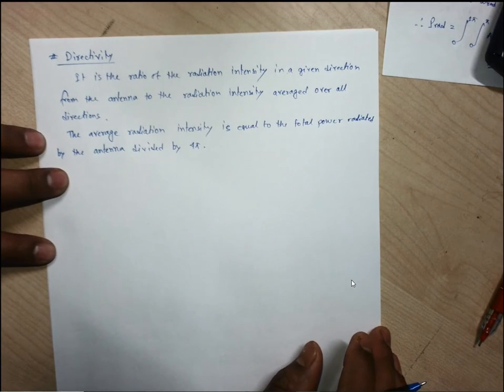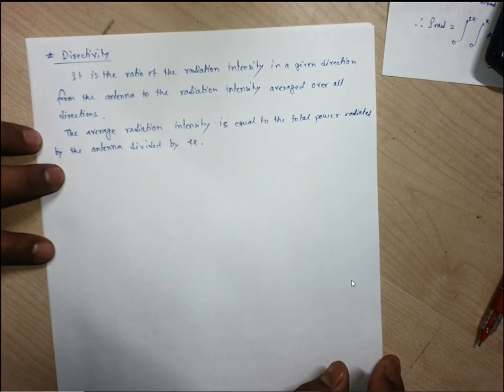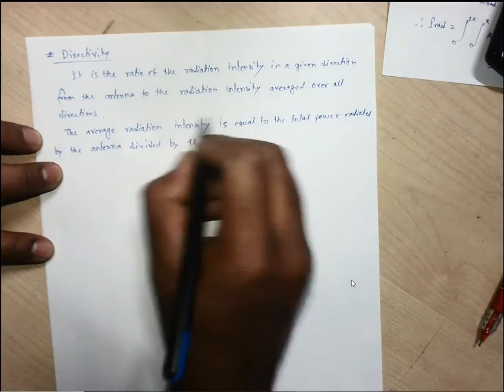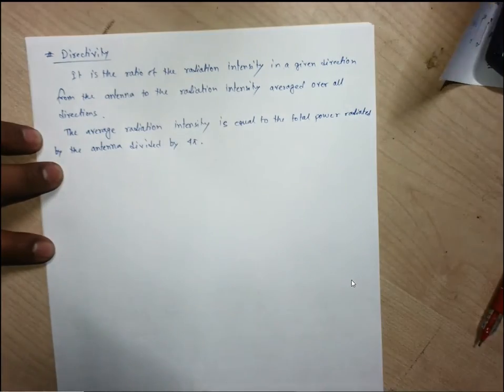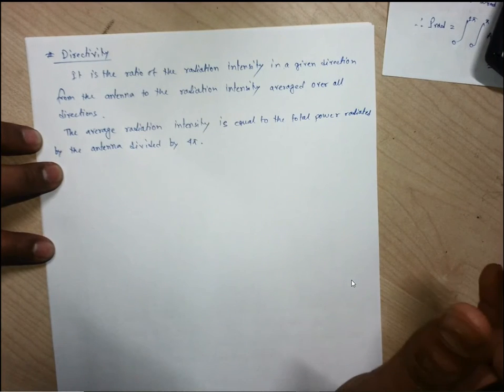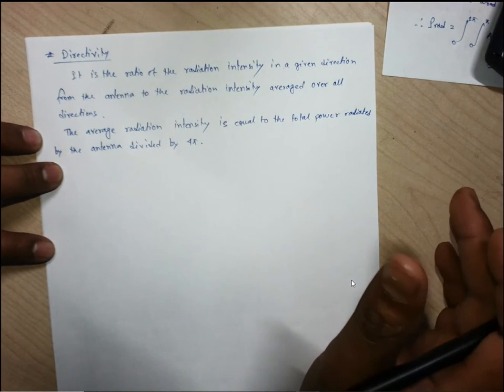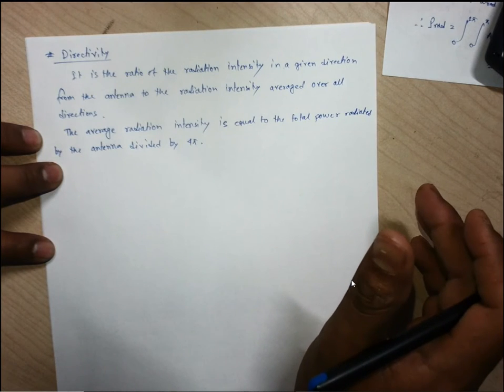So the directivity of an isotropic source means the radiation exists in all directions. If we have a source with radiation in all directions, then obviously this ratio will become 1, because we are taking the denominator as the radiation intensity averaged over all directions. The numerator has the same value, so we can say directivity is 1.